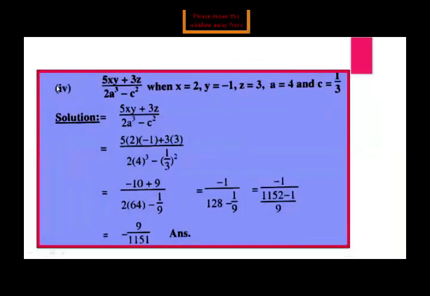Now part number 4, the difference is that in that question we have a fraction. The polynomial is given in fraction form. That is 5x5 plus 3z divided by 2a cube minus c square, when x equal to 2, y equal to minus 1, z equal to 3, a equal to 4 and c equal to 1 upon 3.